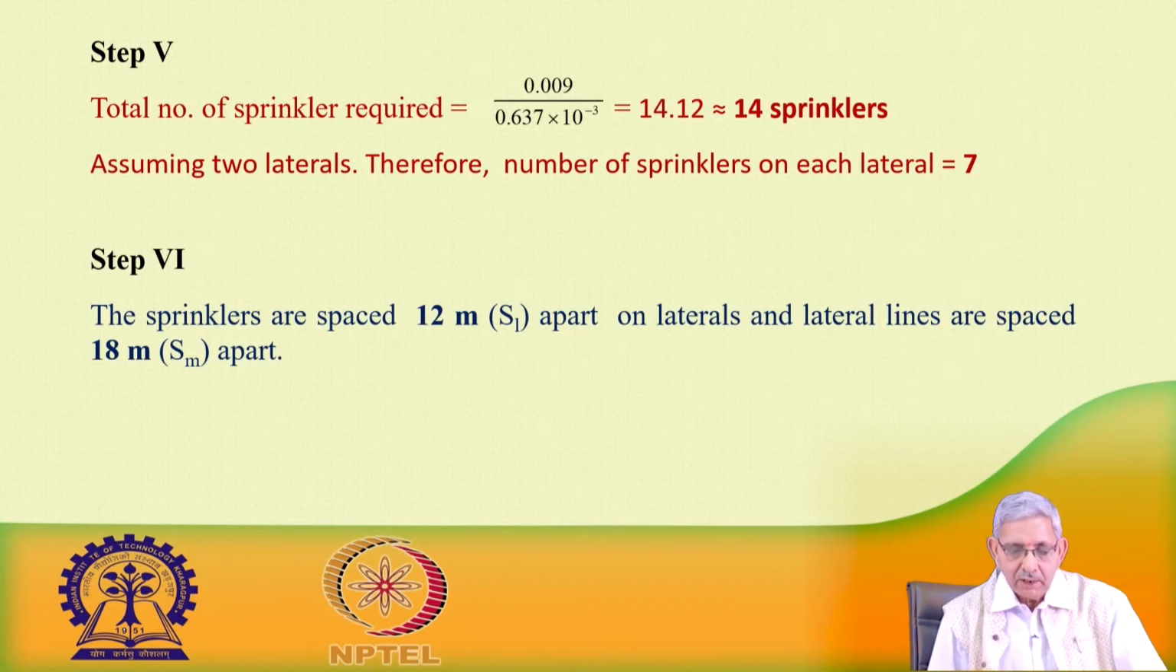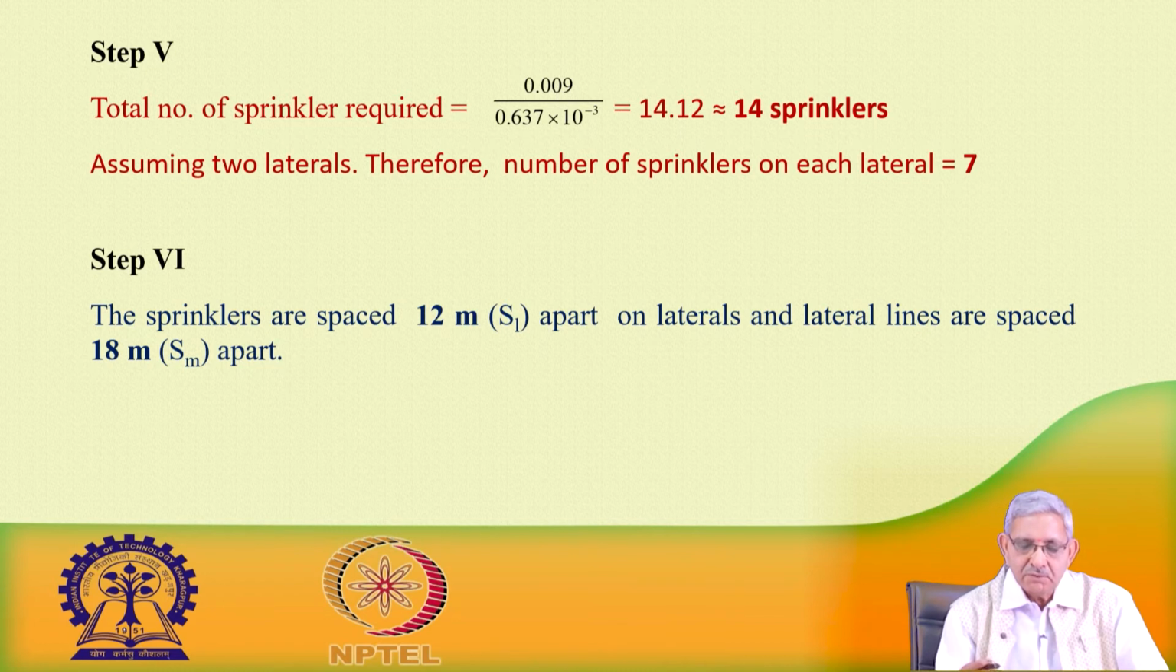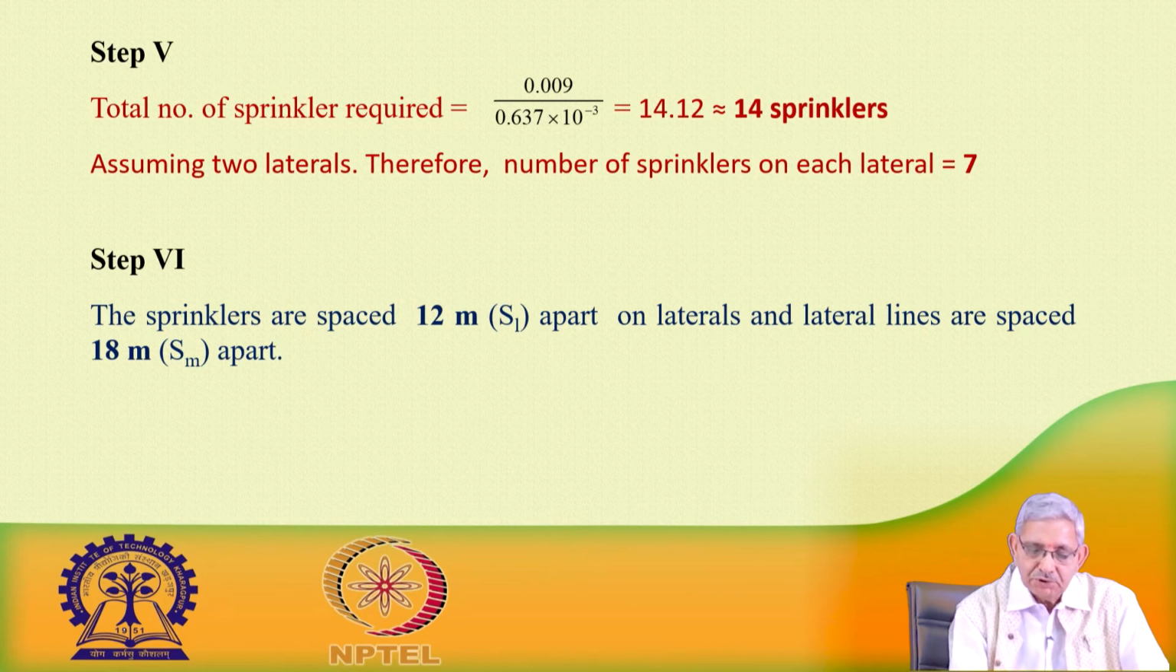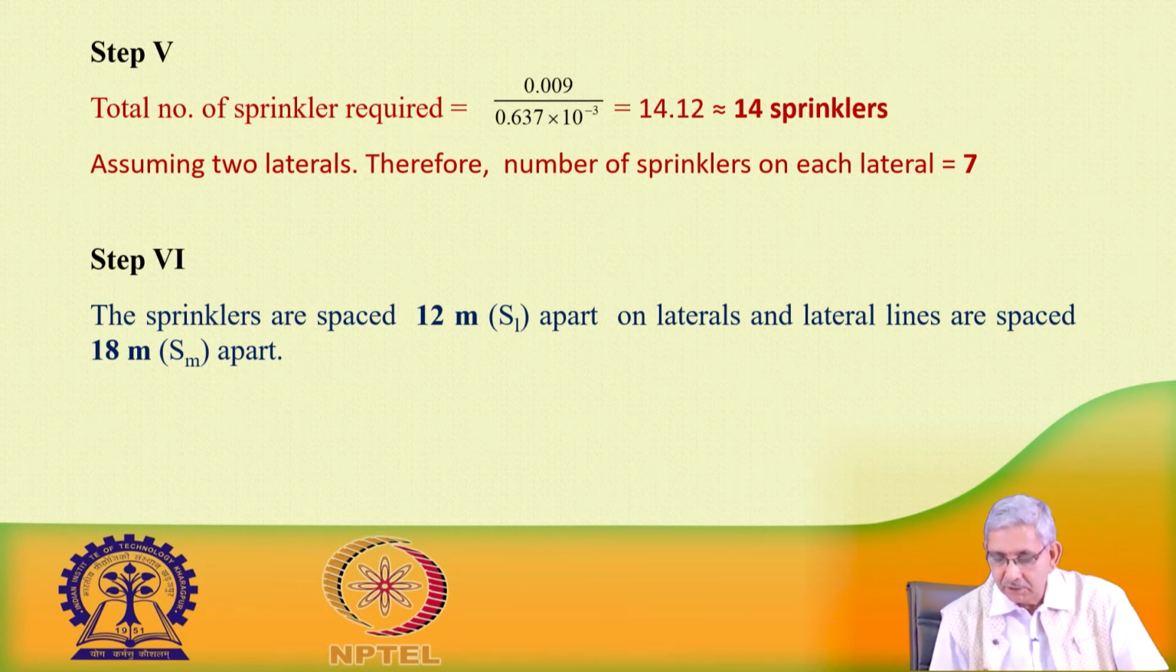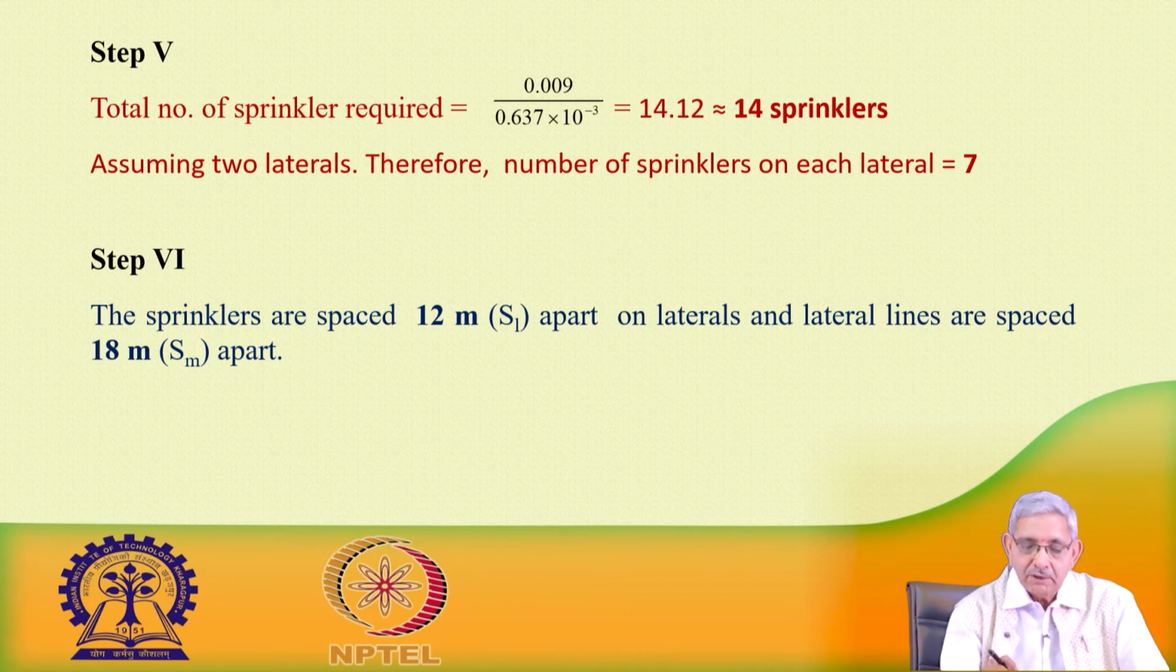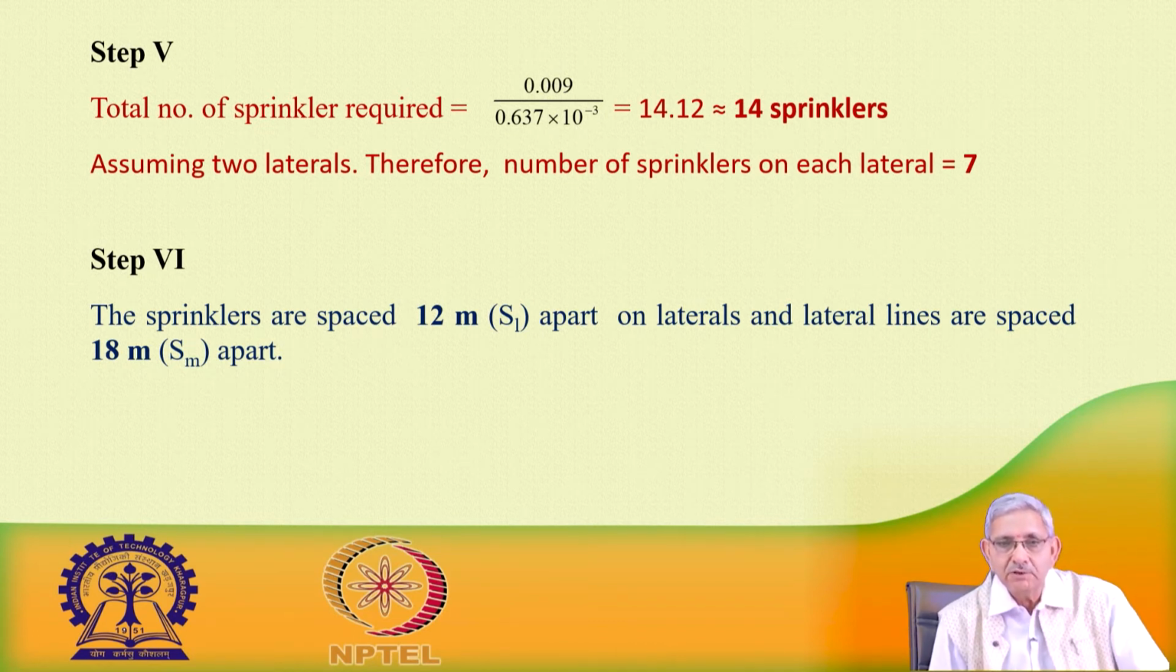Now, we calculated the system capacity as 0.009 cubic meter per second, and we have just got that a sprinkler is delivering 0.637 liter per second. From this we can see how many sprinklers can be operated from that system capacity. What we find is 14.12, which is equivalent to 14 sprinklers. So, 14 sprinklers can be operated from the required system capacity which is estimated.